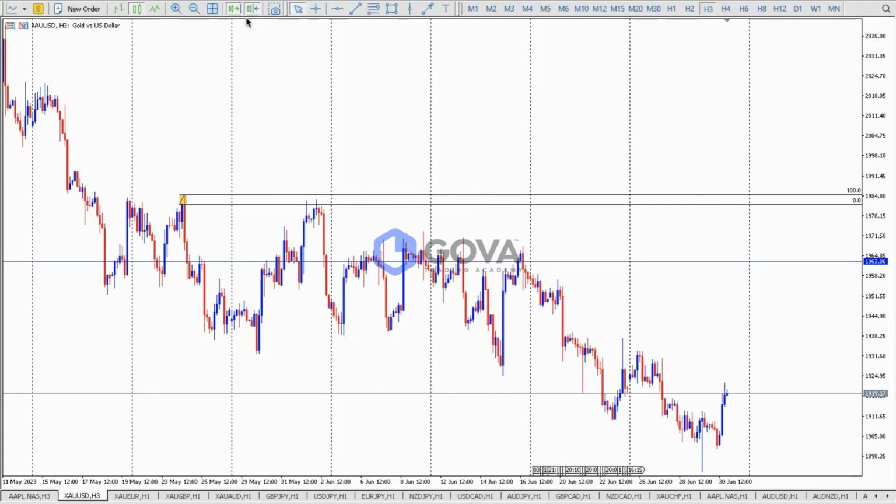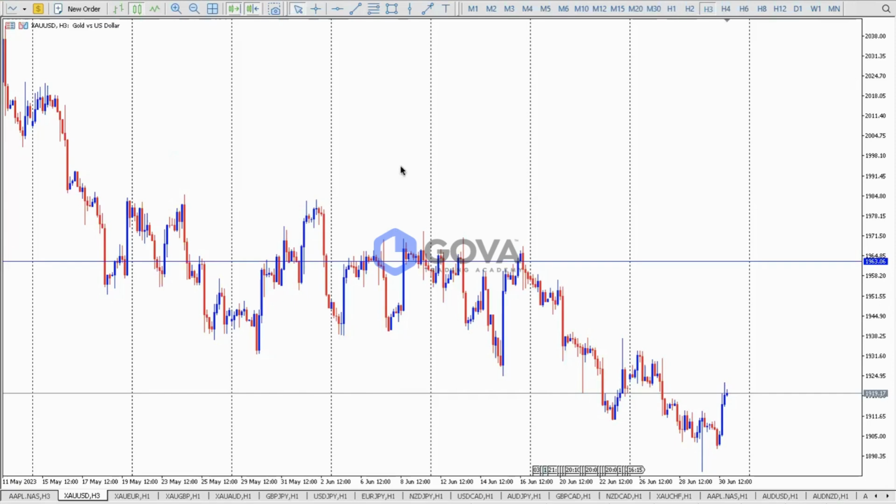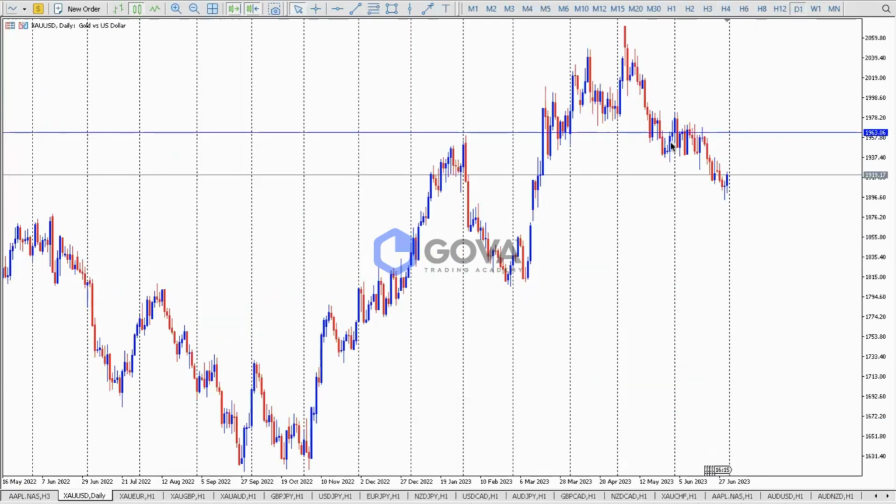So after you are done with the monthly trade, delete the zone, but don't delete the EQ. Don't delete the equilibrium line for the month. Leave it where it is. Then after 1 week is over, you can go to the weekly time frame, which is H3.